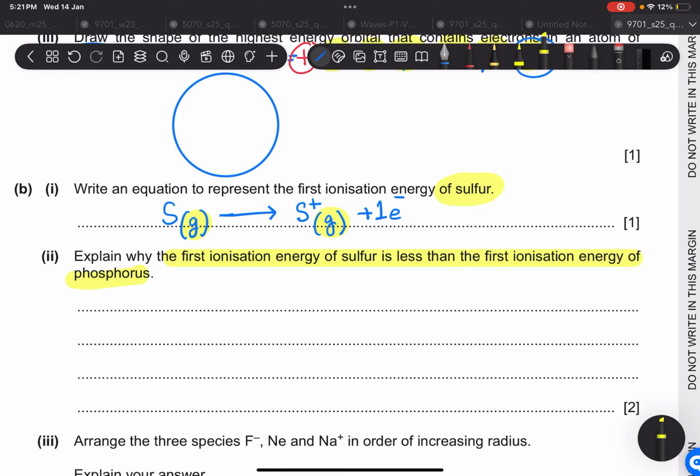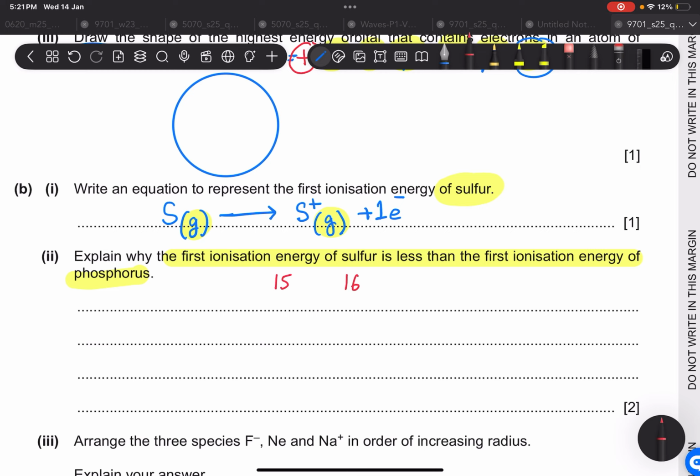But still, you know that this is group 15, this is group 16, phosphorus right here, sulfur right here. As we move across a period, ionization energy increases. But unfortunately, between group 15 and 16, the ionization energy across the period decreases. And the reason for that, the first ionization energy of sulfur is less. The reason for that, you're going to understand by drawing the electronic configurations.